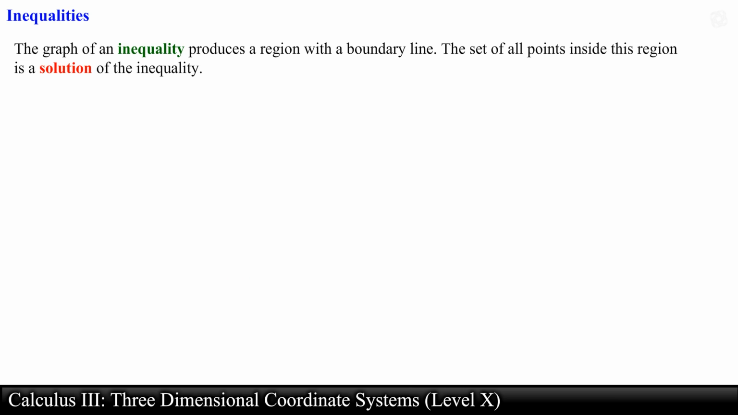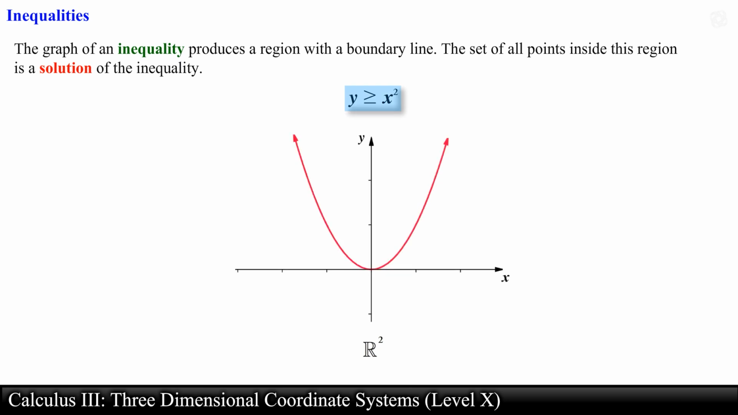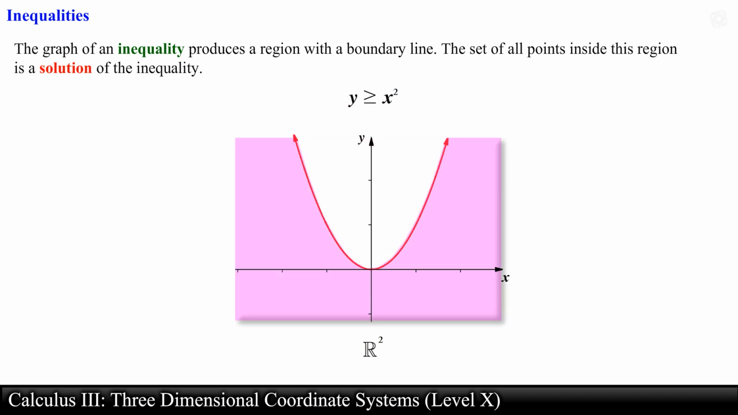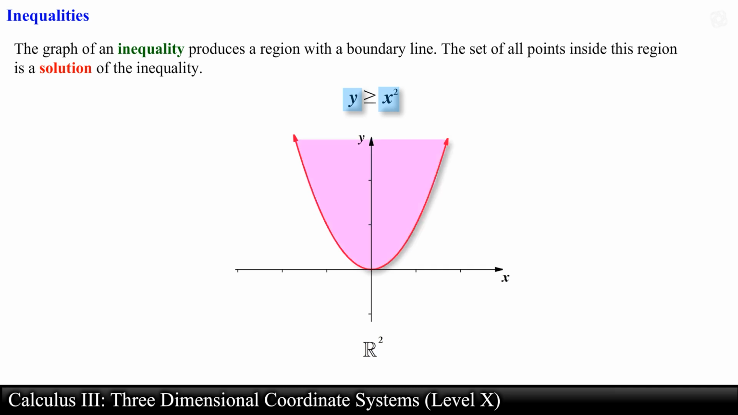Recall from your previous math classes that when you graph an inequality in R squared, we are trying to find a specific region whose points satisfy the inequality. For example, say we want to graph the inequality y is greater than or equal to x squared. The first step is to graph the inequality as if it were a regular equation, as follows. Next, we need to determine the region above or below the graph that satisfies the inequality. In this case, we want to shade the region where the values of y are greater than the values of x squared. This means that we need to shade the region above the graph, as follows.